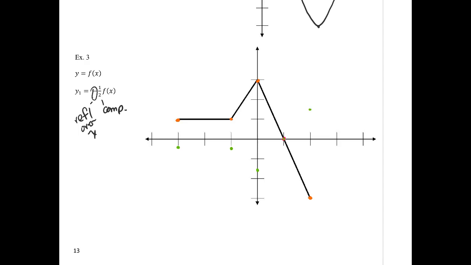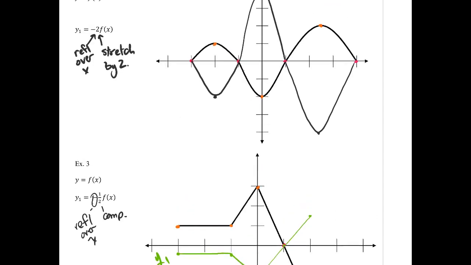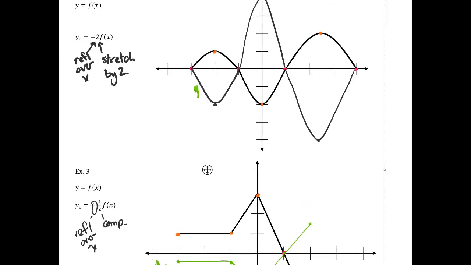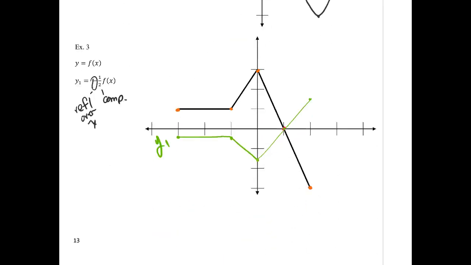And now I can connect my points. There we go. Again, I don't put arrows on the end because my graph originally didn't have arrows on the end, and that's okay. I'm going to name this Y1. So I forgot to name the last one. It should have been Y1 down here.